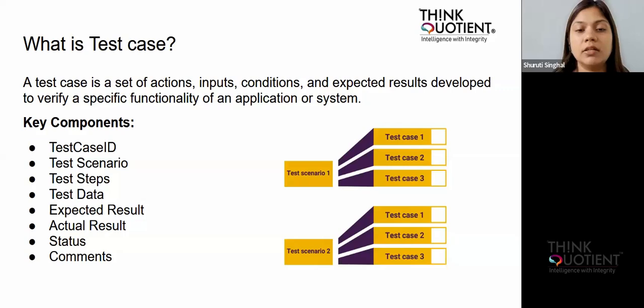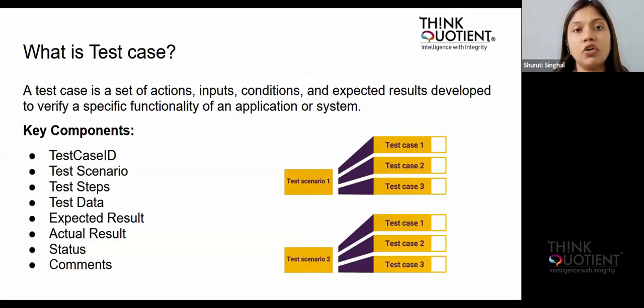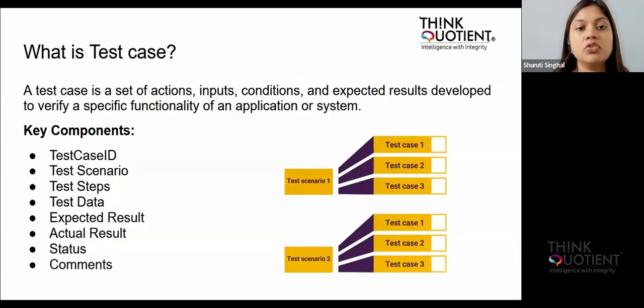And it also consists of a lot of key components. So what are these key components? Let us understand one by one. So the very first component is test case ID. So this has to be a unique identifier to identify any particular test case.